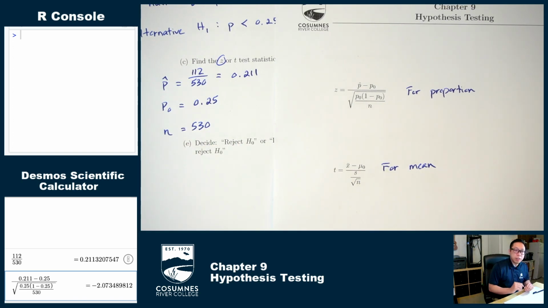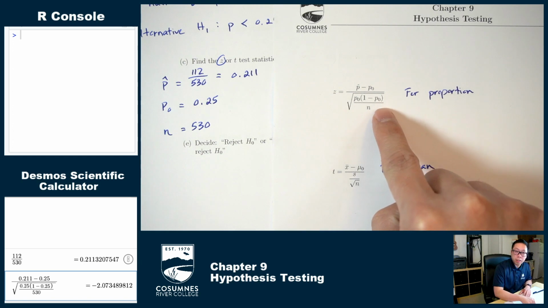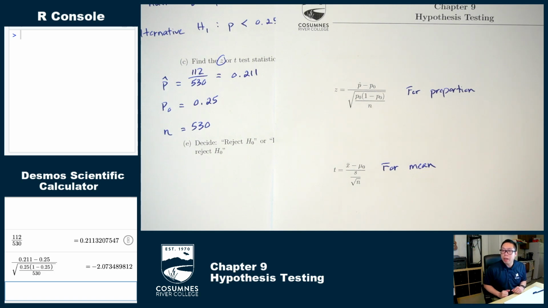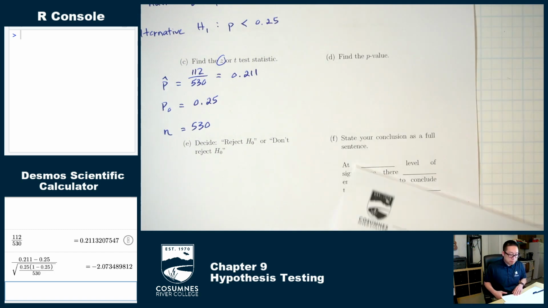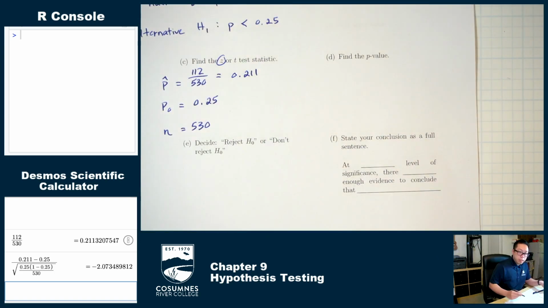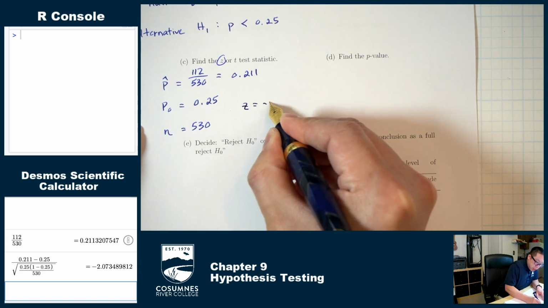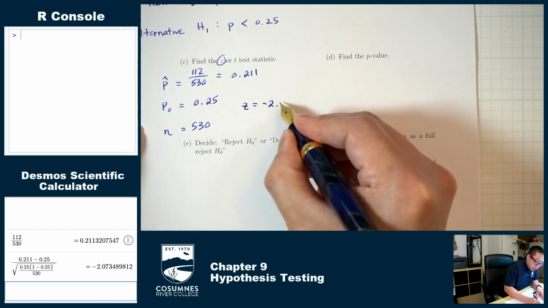Make sure what you see on Desmos looks exactly like the formula for Z. Hit enter. And we got a Z of negative 2.073. That's our Z test statistic. Negative 2.073.